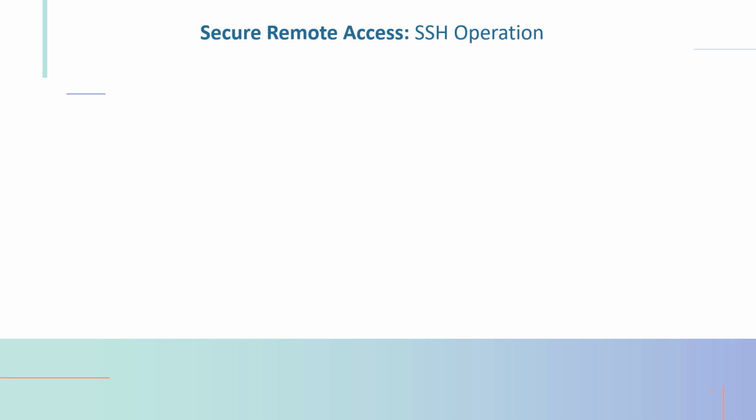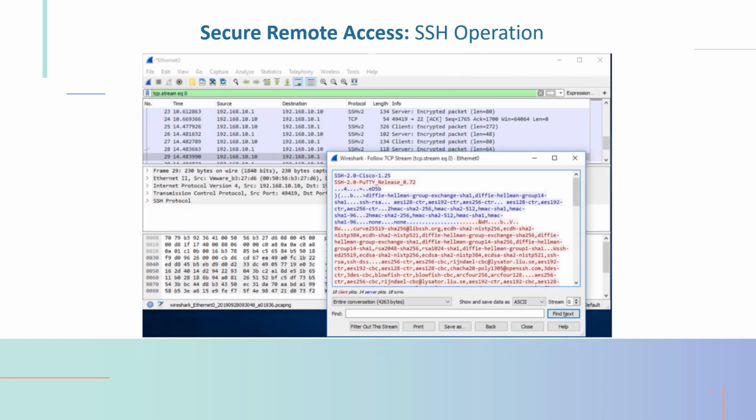in secure mode. Here is an example that shows a Wireshark capture of a Secure Shell session. As you can see, the threat actor can track the session using the IP address of the administrator device, but unlike Telnet, he is not able to see the username and the password since they are encrypted.